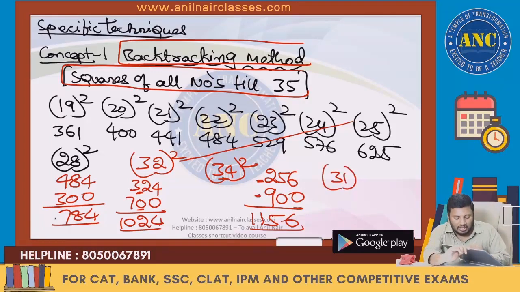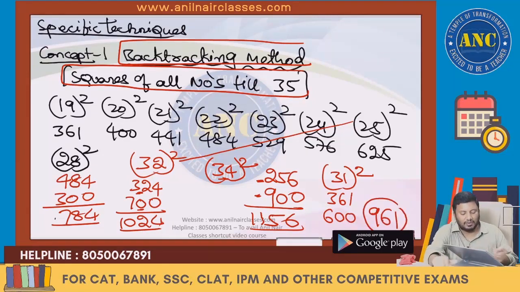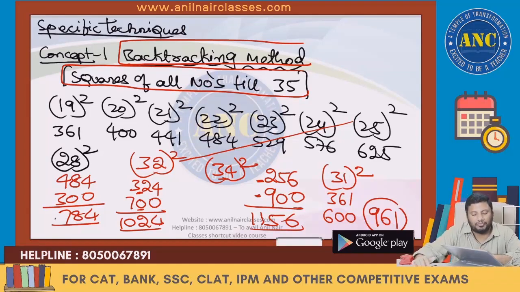31 square. 6 units ahead. 6 units back, 19. 361. 6 units, add 600. Answer is 961. These only work for squares till 35. Now what will happen if it is from 35?